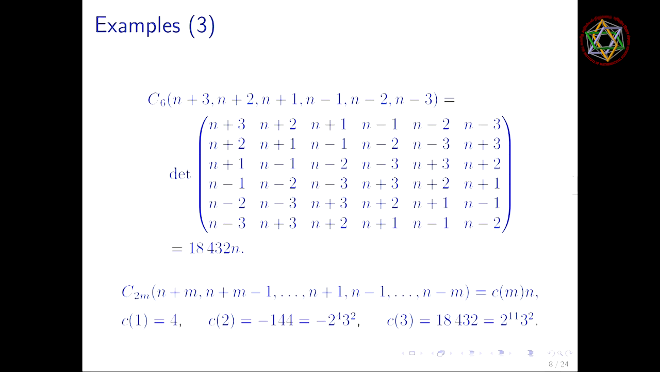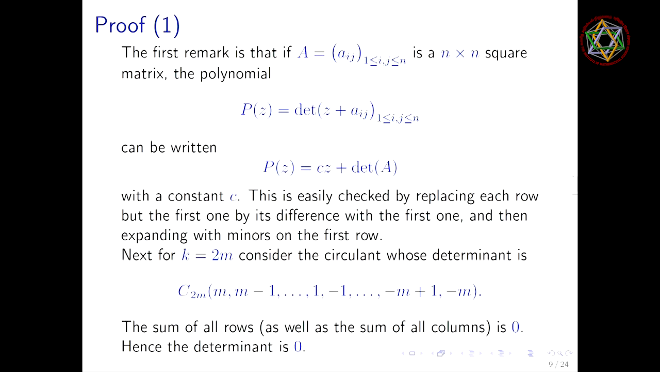Okay, so these are the examples, and now let us go to the proof. The first remark is that if you start with the matrix A, which is with constant coefficients, and if you look at the matrix where you replace each aij by z plus aij, you have a polynomial in z, but the polynomial is just a polynomial of degree 1. And this is not difficult to see. And so the constant coefficient will be the determinant of A, because it's when z equals 0. And then you have Cz plus determinant of A.